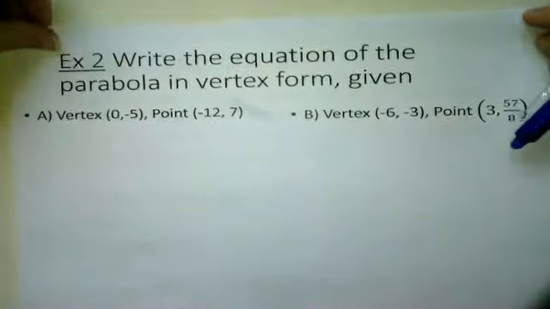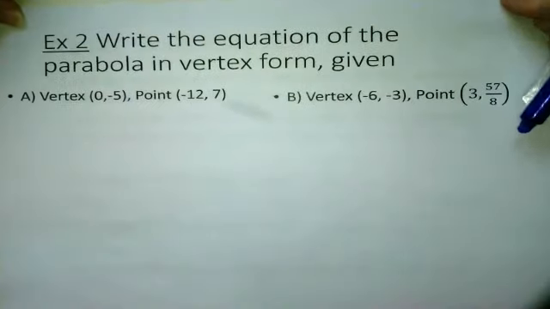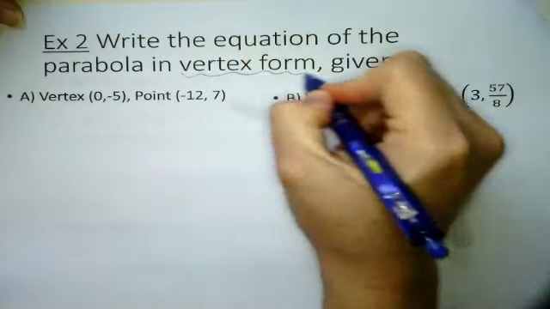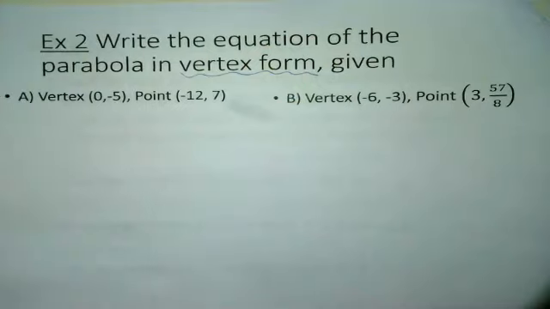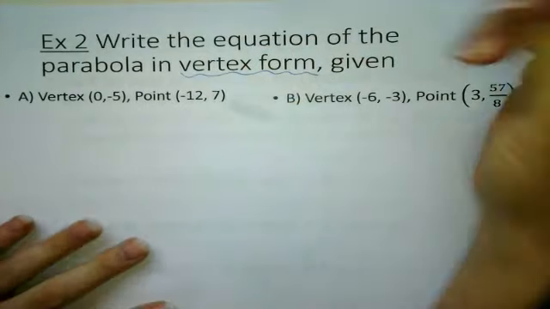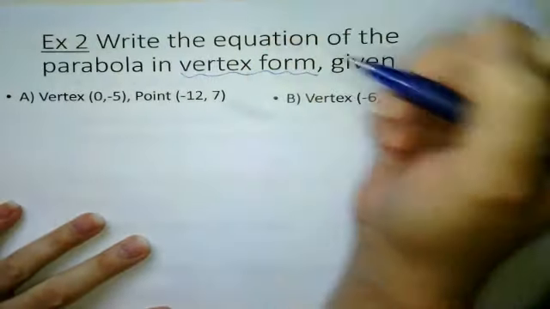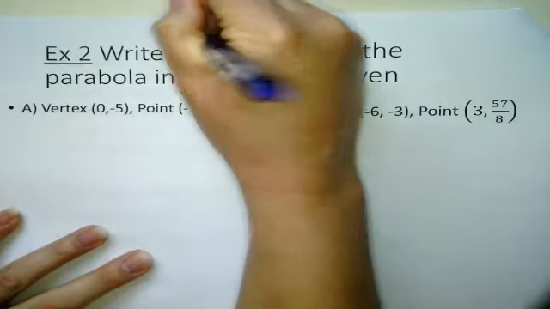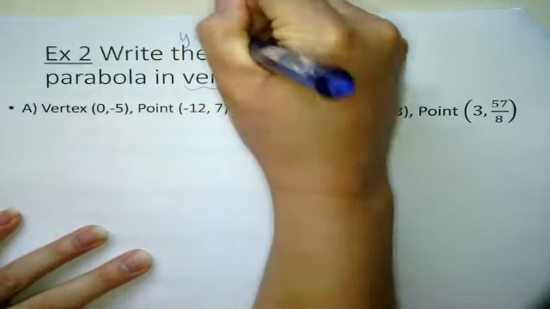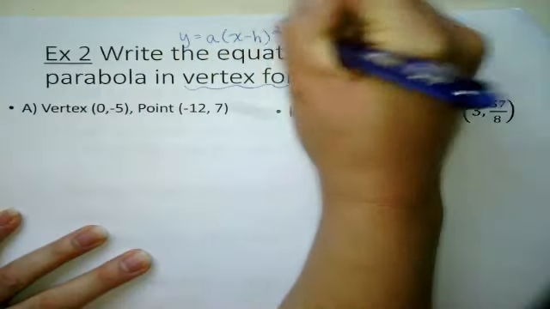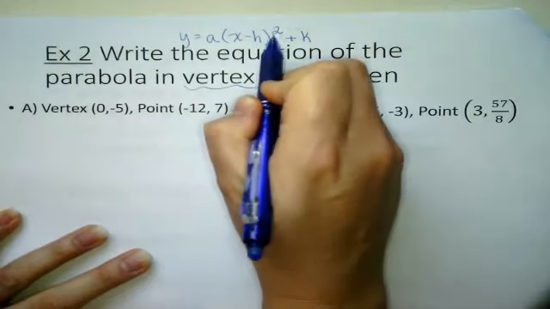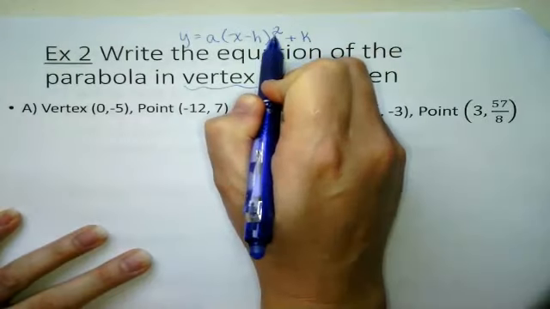Example 2, write the equation of the parabola in vertex form. So vertex form is, I'm going to write it up here, y equals a times the quantity x minus h, quantity squared, plus k. Don't forget the quantity squared in your answer.